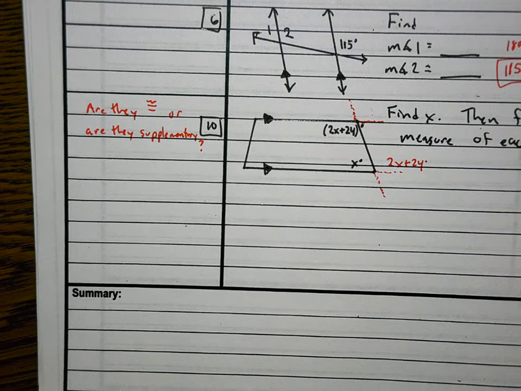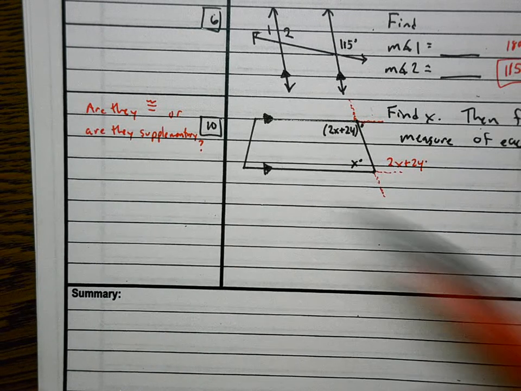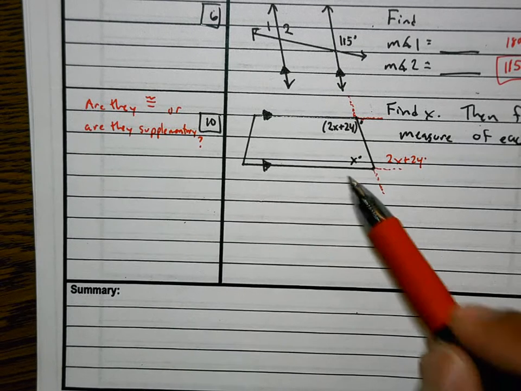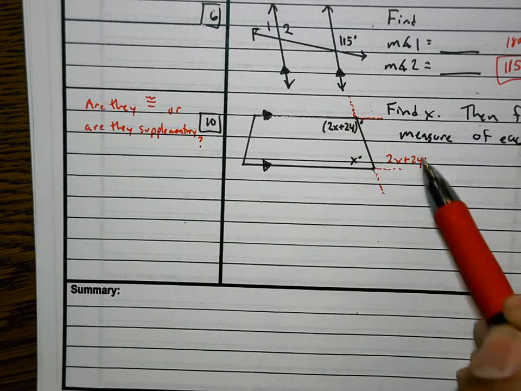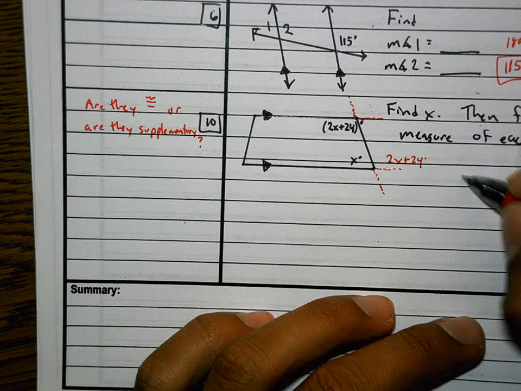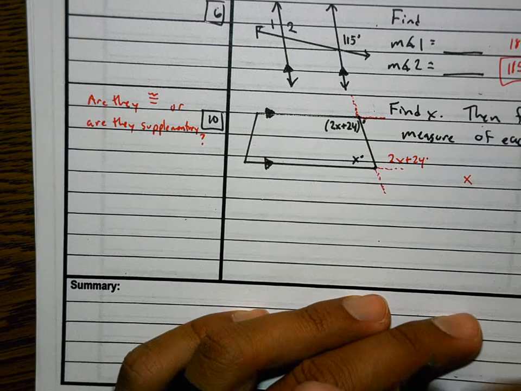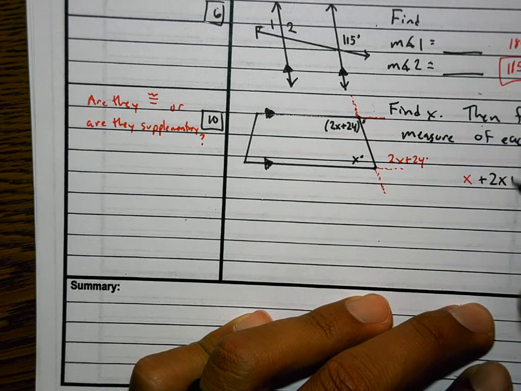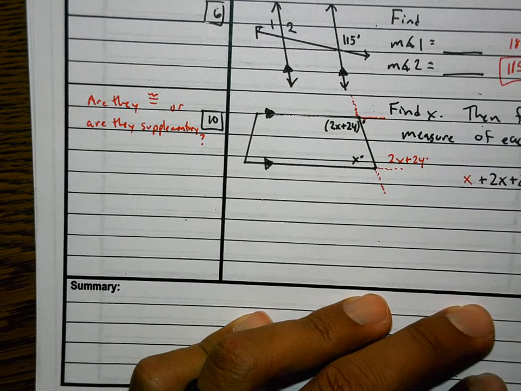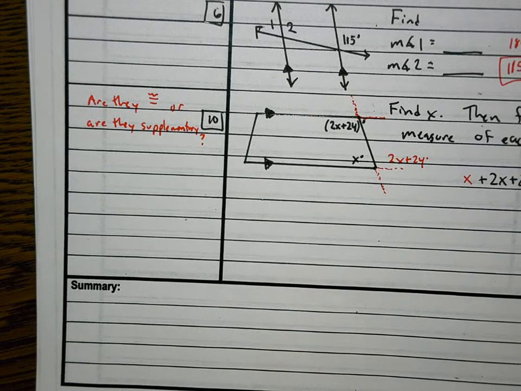Are those the same? No. They're not equal to each other. They're not congruent. So that must mean that they are supplementary. What does that word mean again? It means that this plus this add up to something. What do they add up to? 180. There's your equation. You should write out x plus 2x plus 24, this angle plus this angle adds up to be how many degrees? 180 degrees.